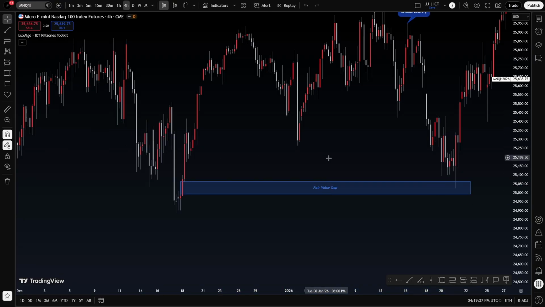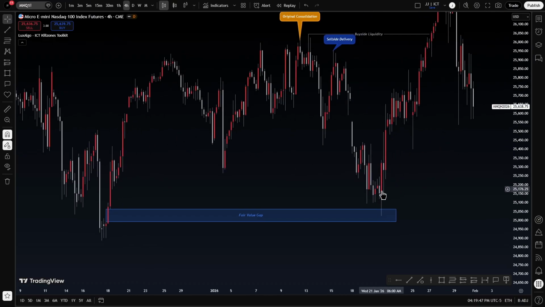Let me mark this fair value gap. It is a different PD array in which it's kind of the same thing dealing with fair value gap, but it's different. Way different. But this is, in your knowledge, a fair value gap in which it does drop down into it, refer to it, respecting to what? Want to see? Do you want to see this?